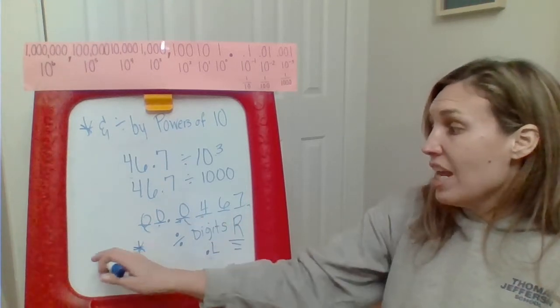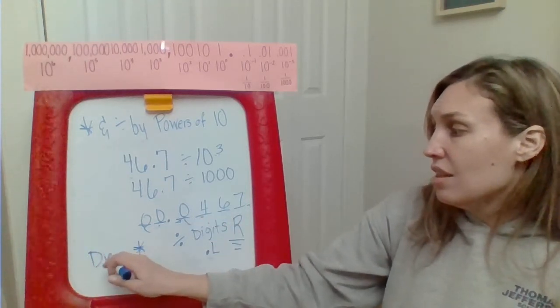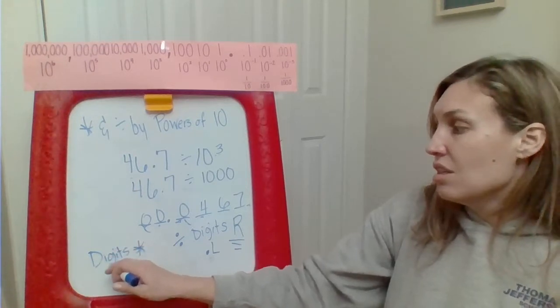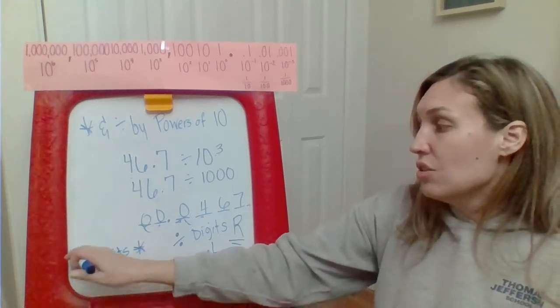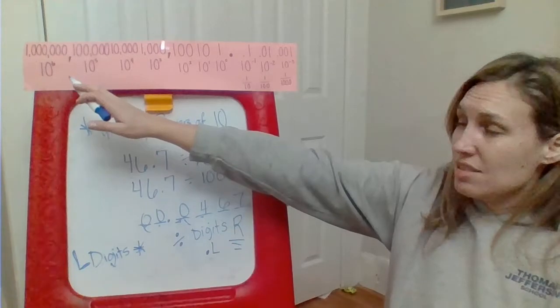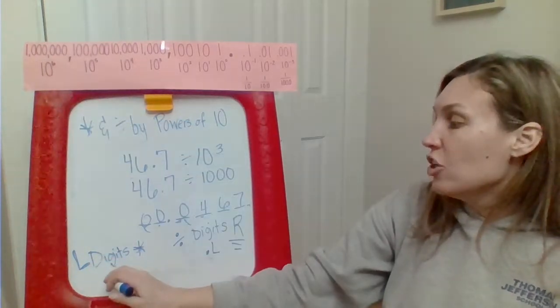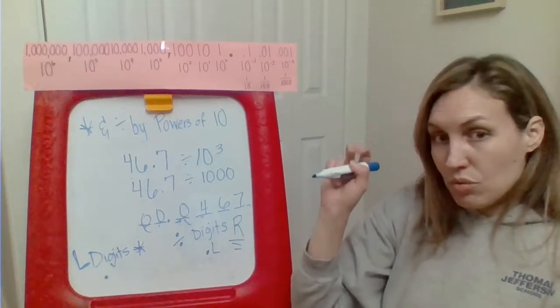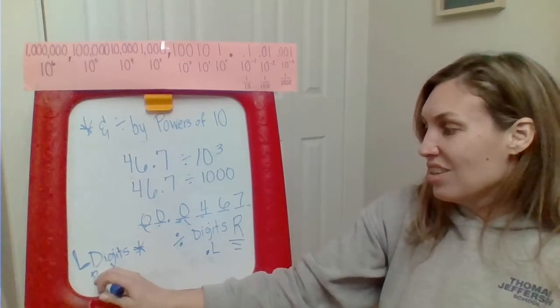So I want you to focus more on where the digits are going. When you're dividing, the digits go to the left. Yes, left, they get greater. Your decimal point moves to the right.